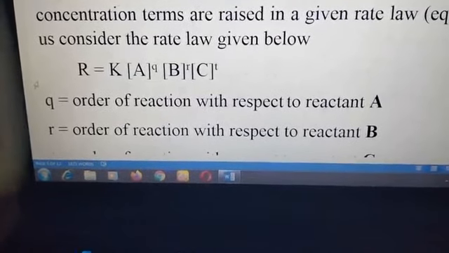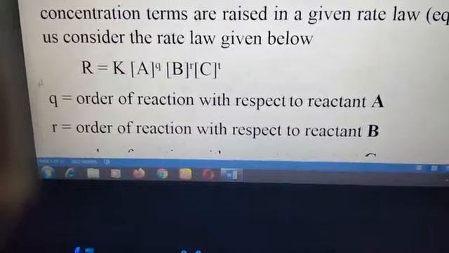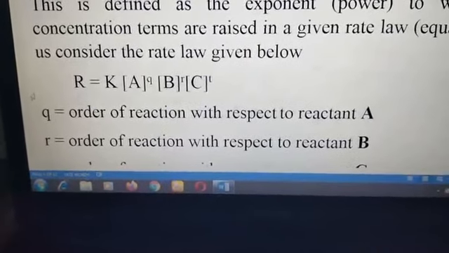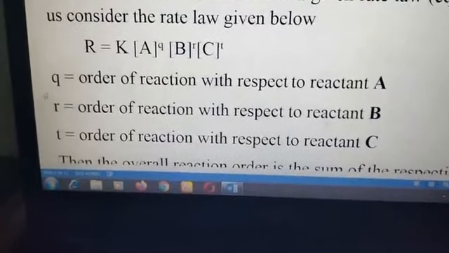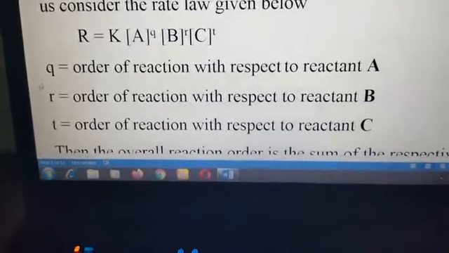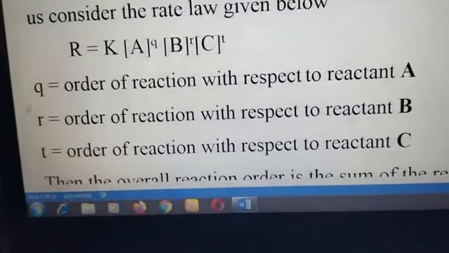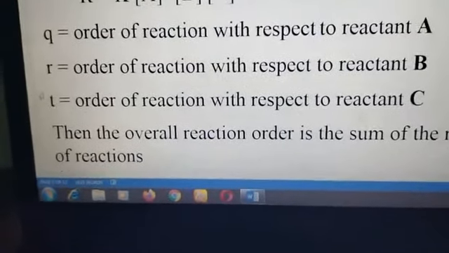What do the terms, those powers Q, R, and T, stand for? They are the order of reaction. Q is the order of reaction with respect to reactant A. R is the order of reaction with respect to reactant B. And T is the order of reaction with respect to reactant C. So you can see that. What do you mean by order?